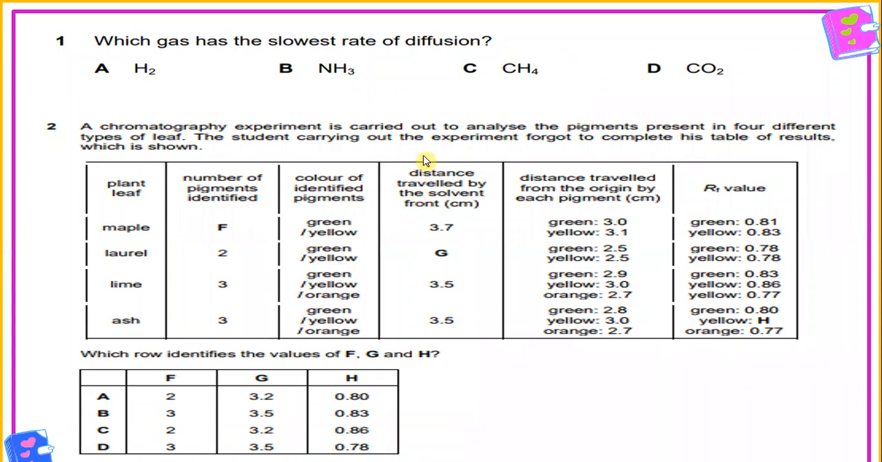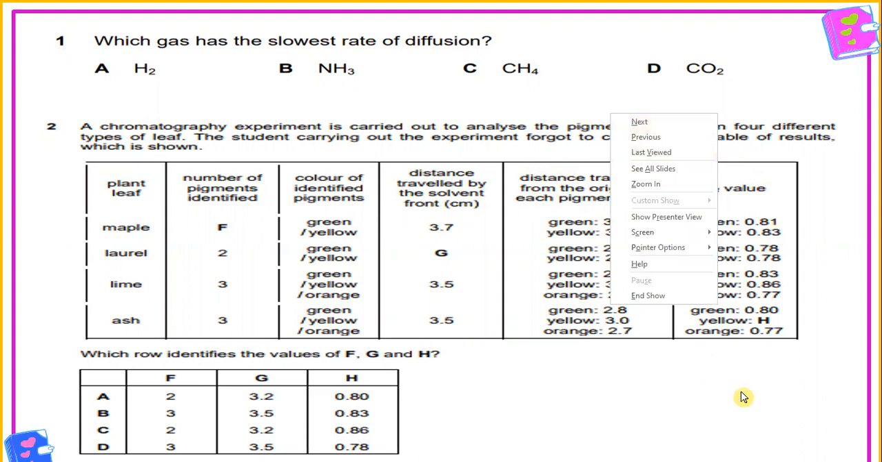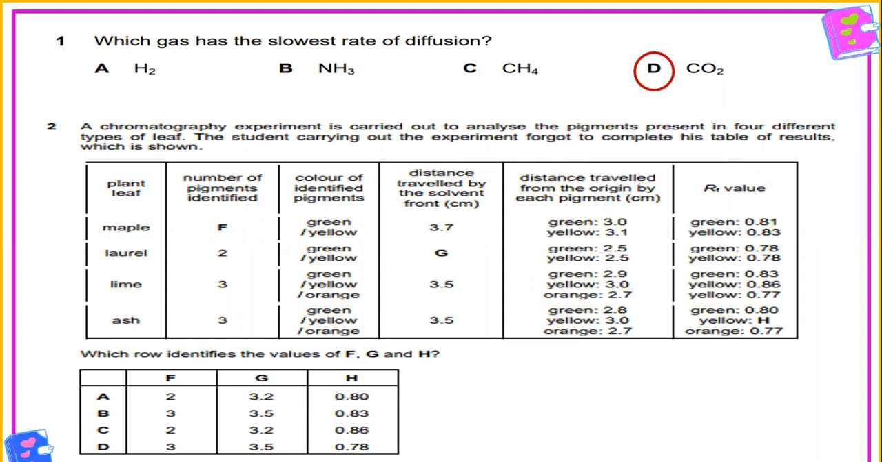Which gas has the slowest rate of diffusion? Answer for number 1 is carbon dioxide.